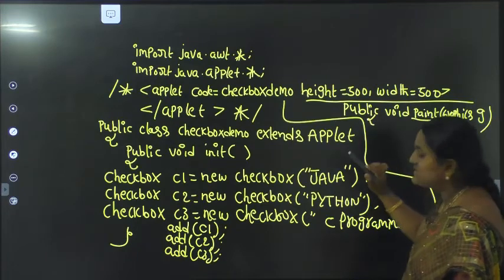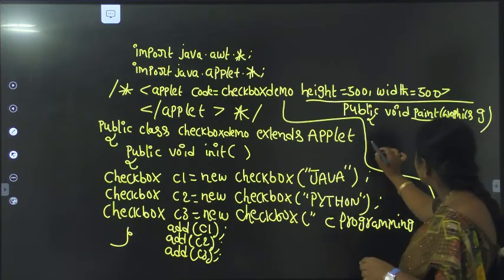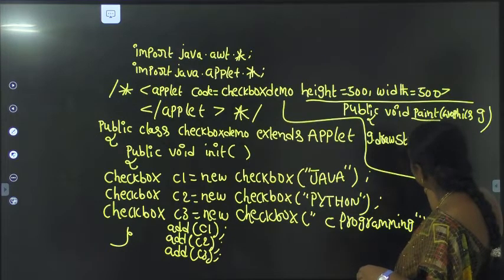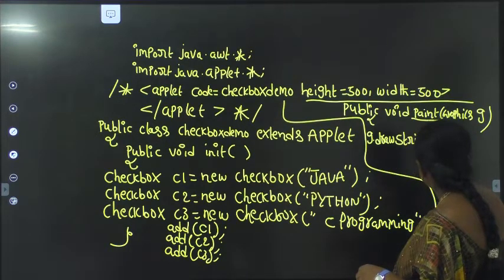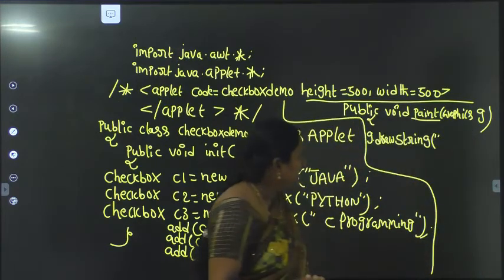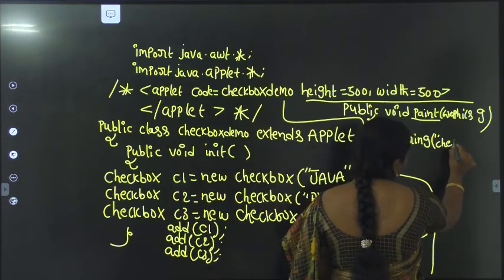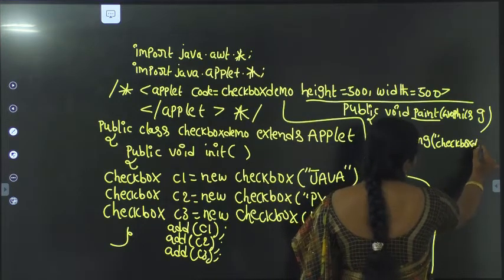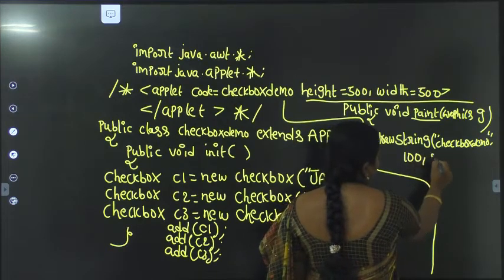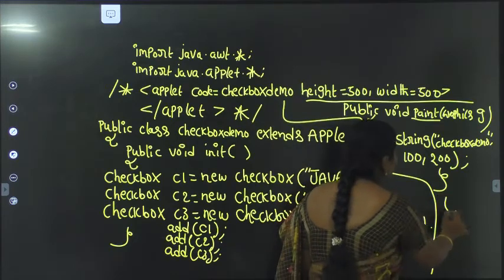So the Graphics class provides a number of methods. With the help of this object reference, we can access the methods available in the Graphics class. Suppose here I am drawing one string, with drawString. What is our string? CheckboxDemo. The drawString method has three parameters. The first parameter is the string, here CheckboxDemo, comma, next we set the x coordinate and y coordinate, 100, 200. Next we close the paint method body, and then we close the class body.